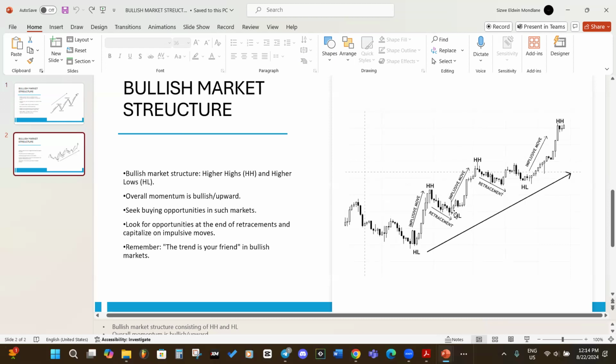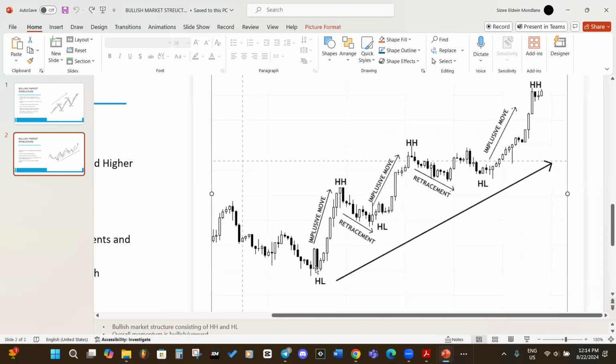Do we have a retracement movement? Yes, we do. Let me just zoom in. If you can see here, starting from this higher low, higher high, higher low, higher high, higher low, all the way to higher high. So we're forming higher highs in this case. Impulsive move, and then we get a retracement. Impulsive move, retracement, impulsive move.